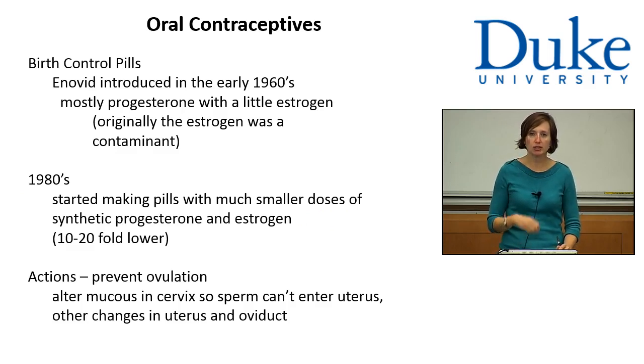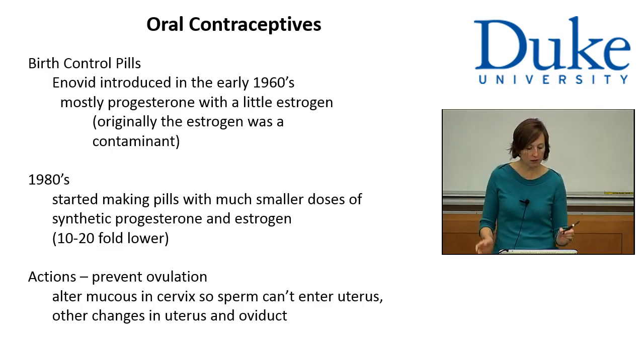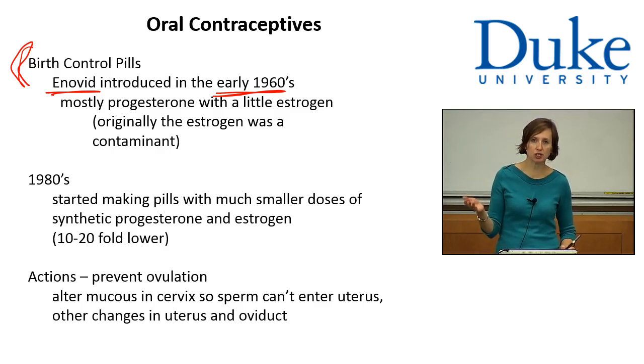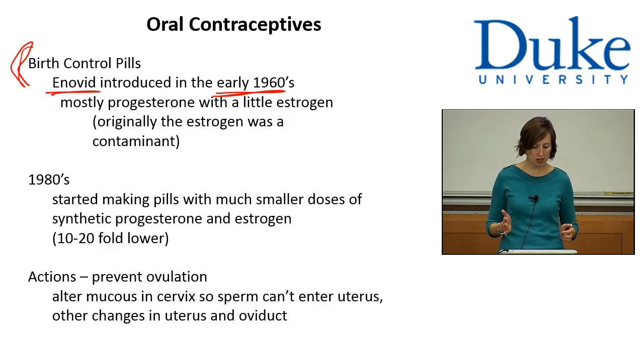Let's move now to talking about oral contraceptives, where we are going to reduce the amount of GnRH in order to prevent pregnancy. The first birth controls were widely produced in the early 1960s. The first one was called Enovid, and it was composed mostly of progesterone with a little bit of estrogen. The estrogen originally was there as a contaminant, but once they realized that and took it out, they realized that a little bit of estrogen was good in terms of some of the side effects it prevented. So the pills were mostly progesterone with a little estrogen, but the progesterone will reduce the amount of GnRH produced and will prevent the LH surge.